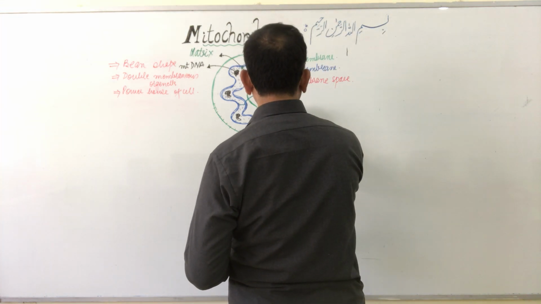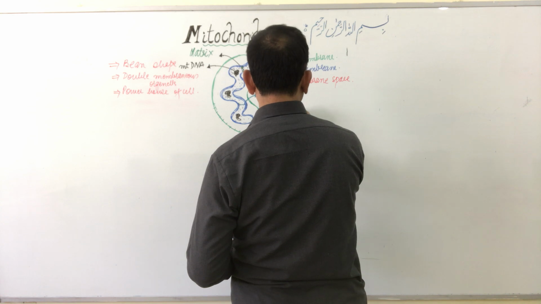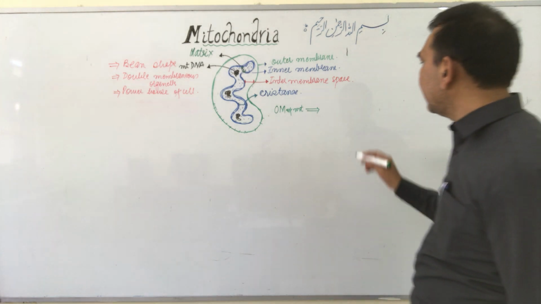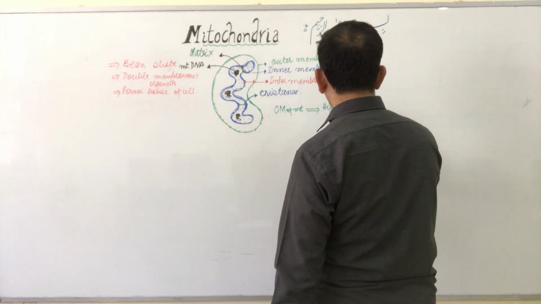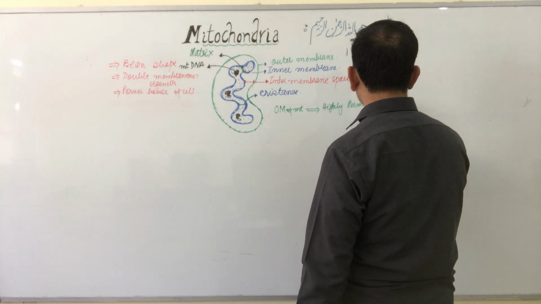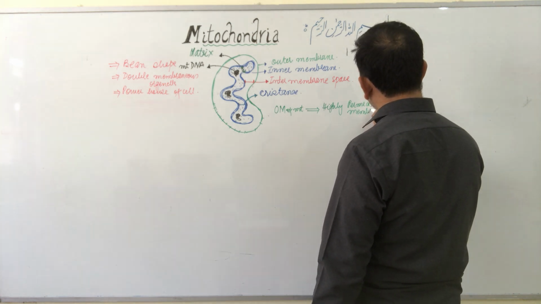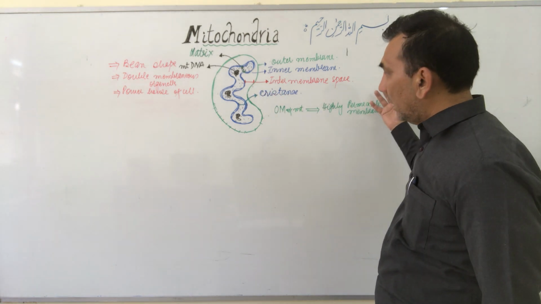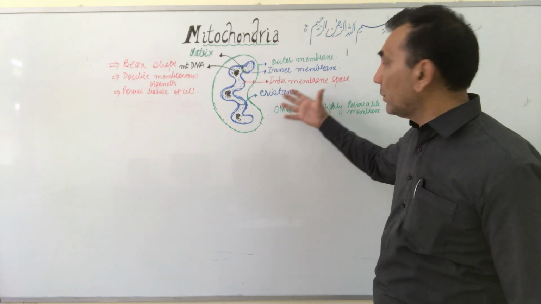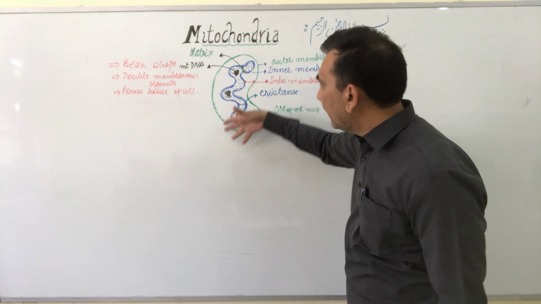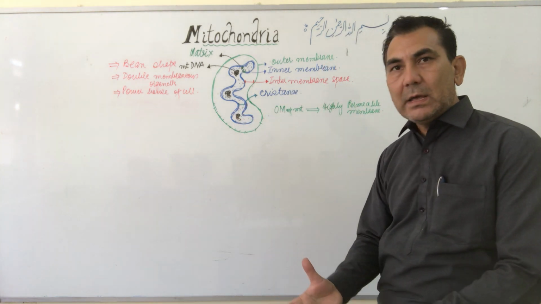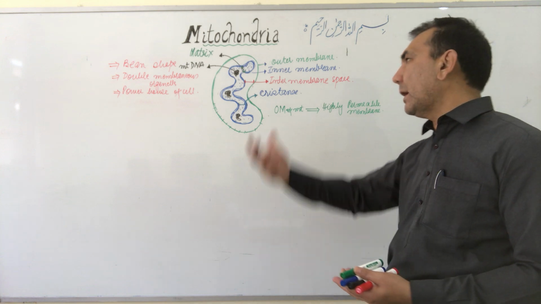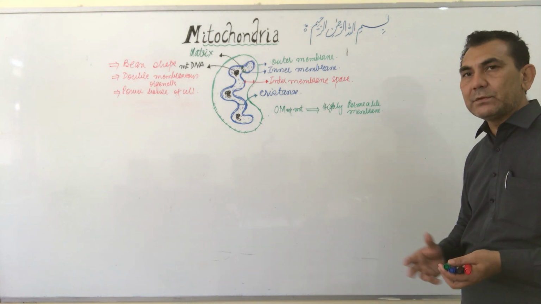Now the outer membrane of the mitochondria is a highly permeable membrane, because it allows molecules, such as oxygen, from the cytosol of the cytoplasm to enter inside the mitochondria, and allows molecules from the inside of the matrix or internal space of the mitochondria to exit into the cytosol or the cytoplasm of the cell.